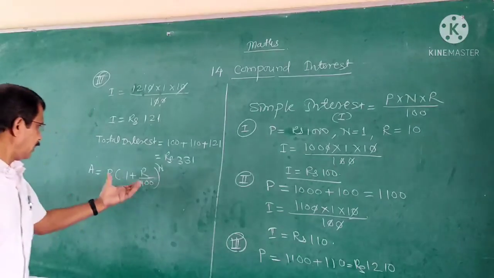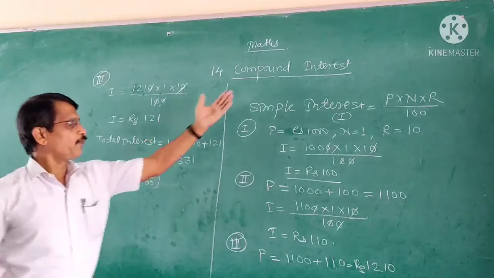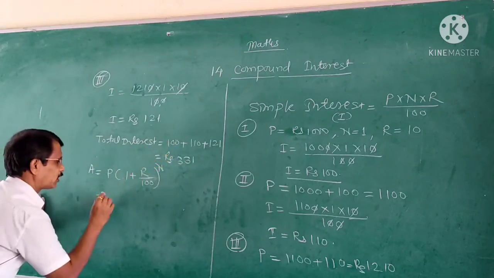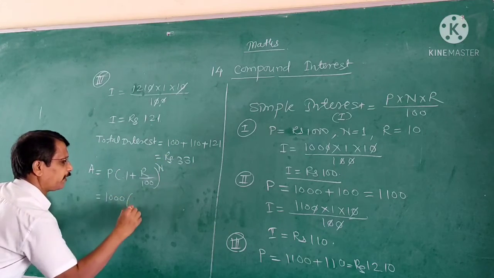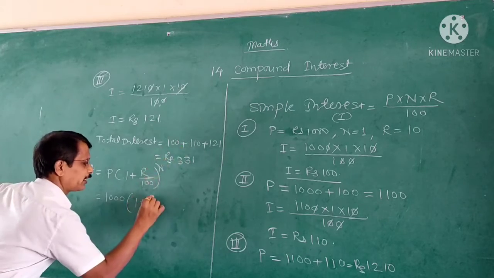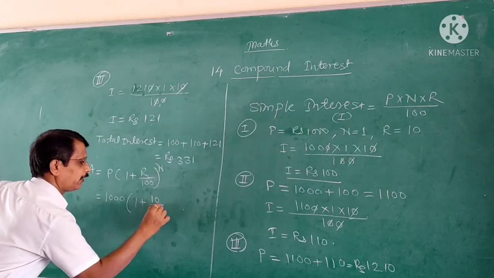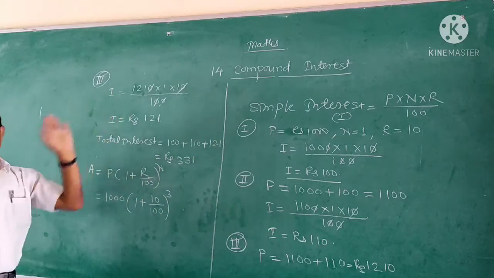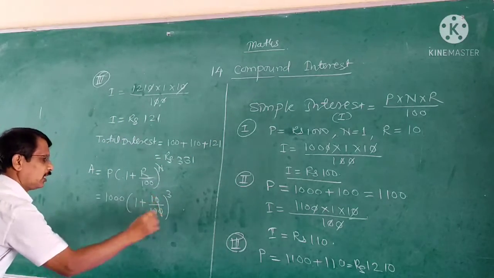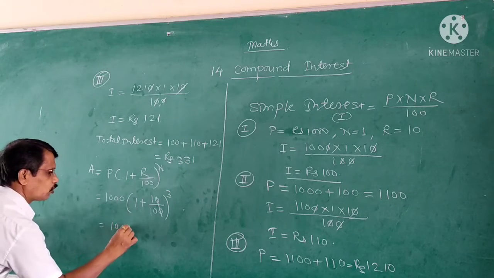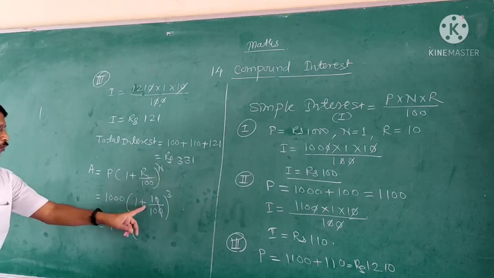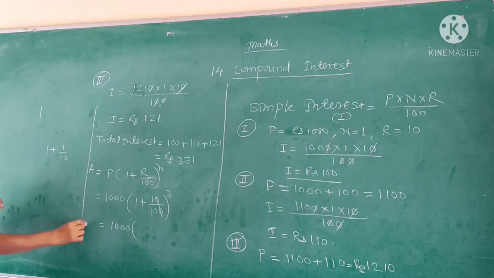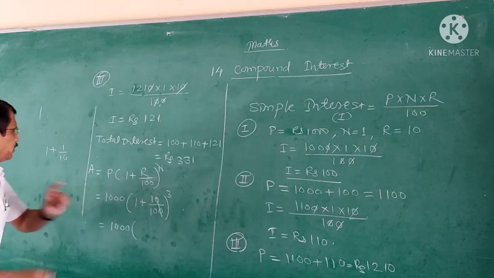By using this formula, you get the amount for compound interest is equal to, here the principal is the same, 1000 into bracket 1 plus rate, the rate is the same, 10 divided by 100. Here 3 years, 1, 2, 3 years. Here 0 cancels, is equal to 1000 into bracket. Here 1 plus 1 upon 10 remains.